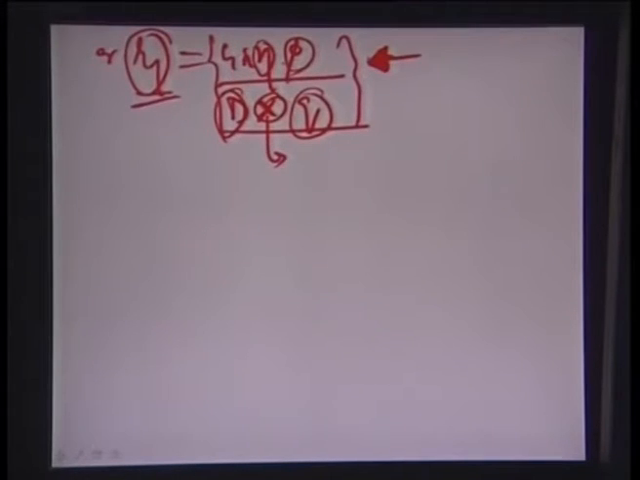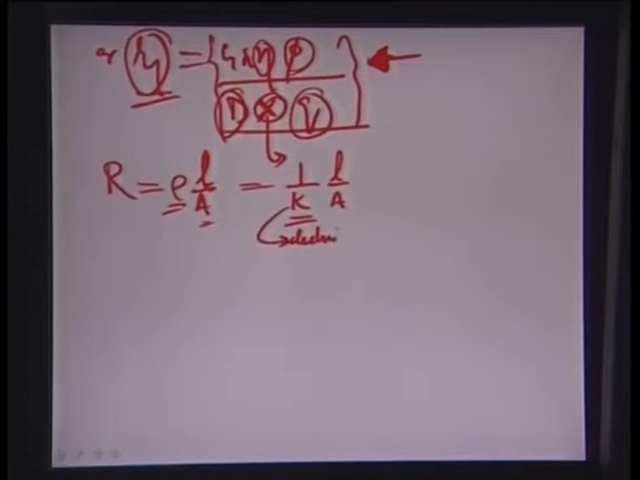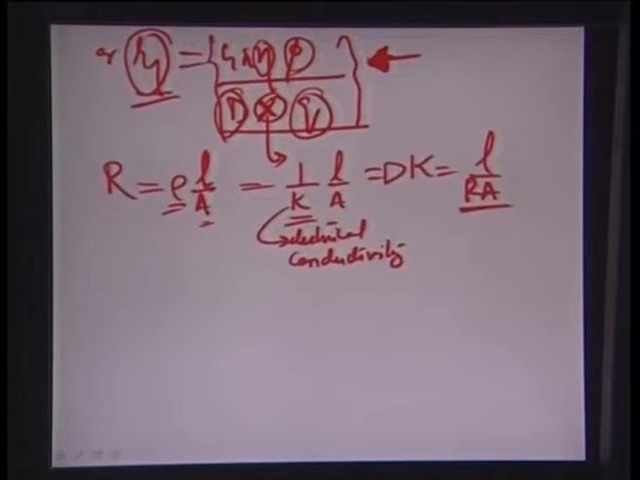Okay, so as we know from Ohm's law, the way that resistance is defined is rho L over A. Rho is the specific resistivity, L is the length, A is the cross sectional area of the medium between two contacts, of which the resistance has to be measured. Now this can also be written down as the inverse of K, the electrical conductivity, times L by A. Okay, so this is essentially the electrical conductivity, it is the inverse of electrical resistivity. So K here can be represented as L by RA, okay, length by resistance into area.